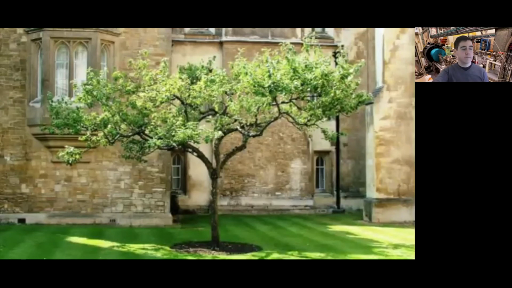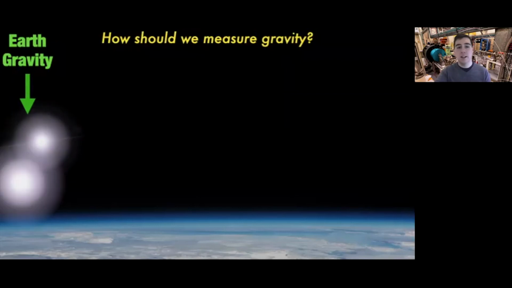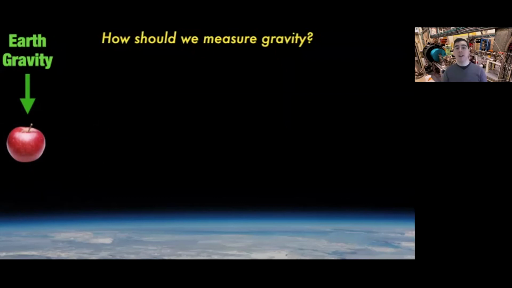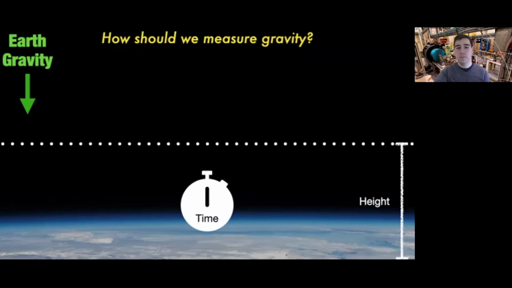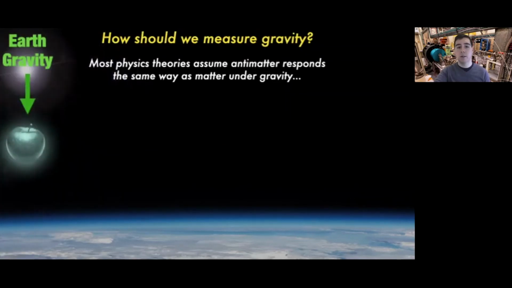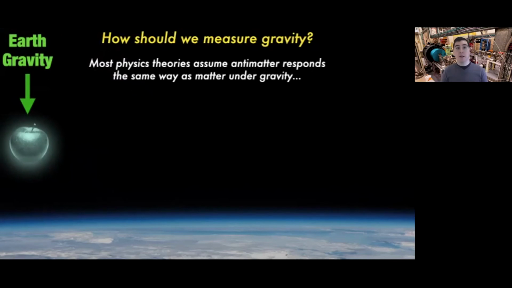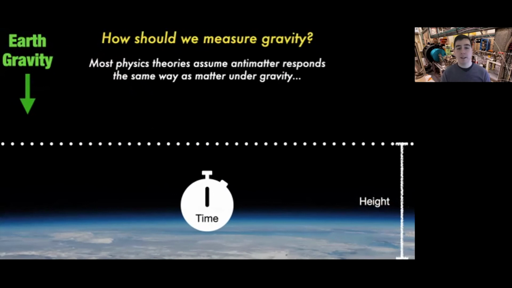So how do we measure gravity? Well, we know that the Earth, being so massive, has a gravitational pull. For regular matter, if we watch it fall over a given height and record the time it takes, then we can determine the strength of gravity that was acting on it. Most physics theories do assume for now that antimatter responds the same way as matter under gravity. This assumption does seem consistent with some physics, but we still have never been able to test it experimentally.